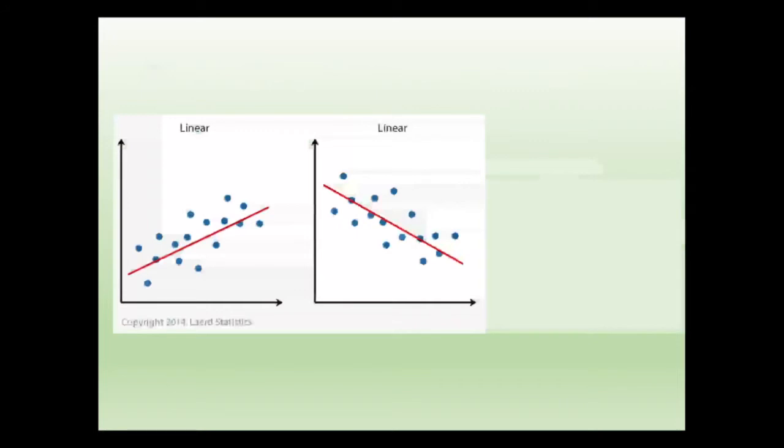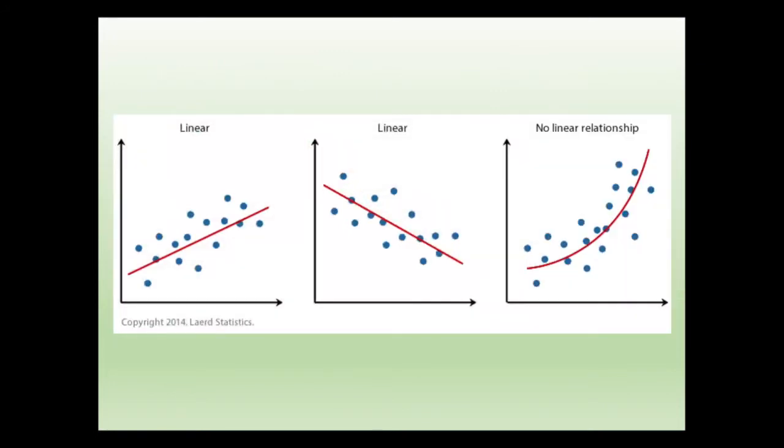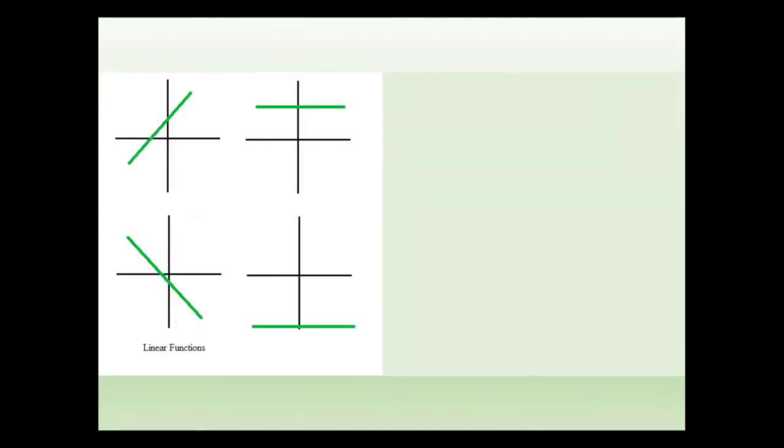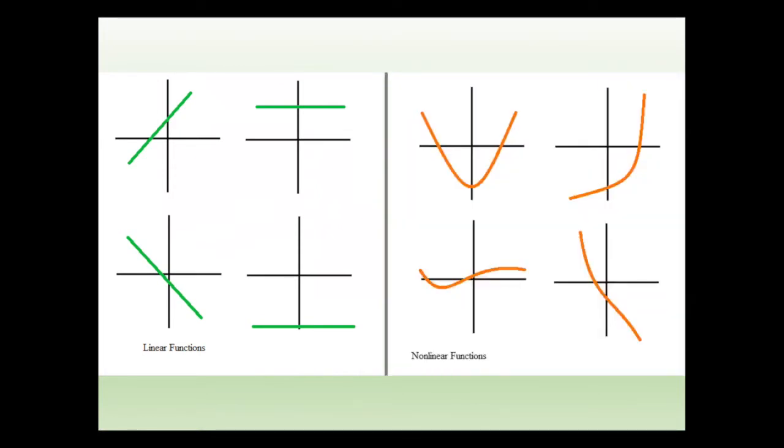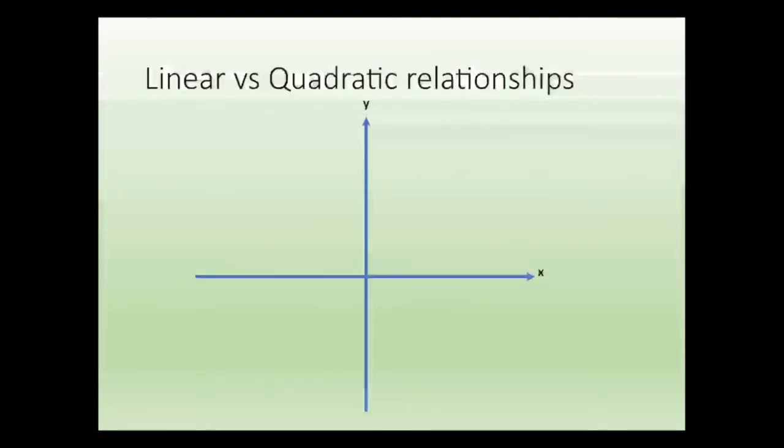Now, we have learned what linear equations are. You can see that they've got a straight line, whether it's positive slope or negative slope. However, a nonlinear relationship is no longer a straight line. It could be curved up, curved down, or it could be any other funny shapes. Let's have a look at a little bit more. Here, again, these are all linear functions or linear relationships. In this case, these are nonlinear functions or nonlinear relationships.